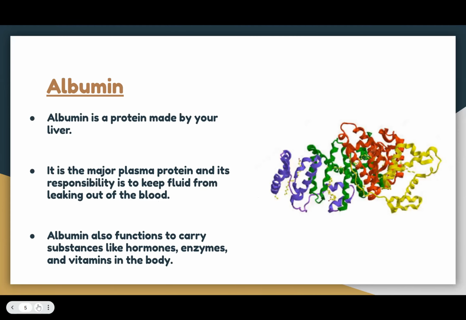Albumin. What is albumin? Albumin is the most abundant protein in your blood. And albumin is made by your liver. Its responsibility is to keep the fluid from leaking out of your blood. And albumin also functions to carry substances such as your hormones, your enzymes, and your vitamins throughout your body.